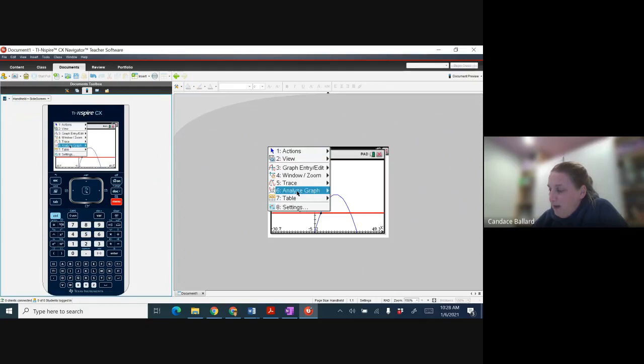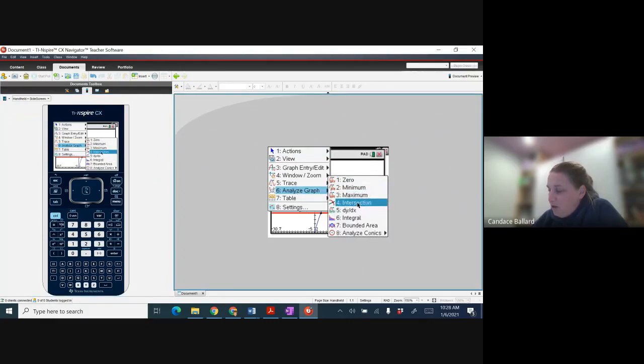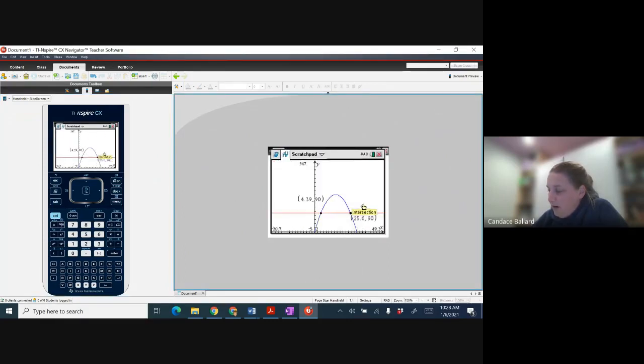Menu, analyze graph, intersection. I'm going to go to the left, go to the right. My other one is at 25.6. Okay.